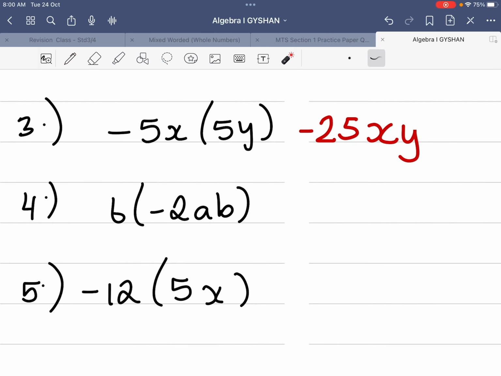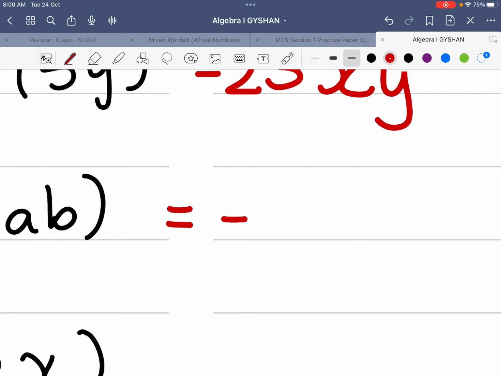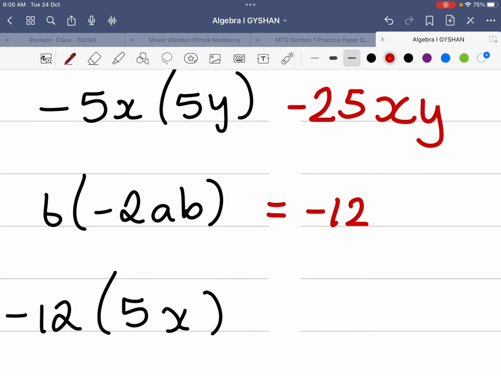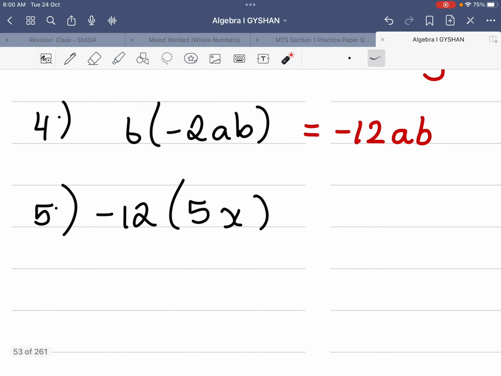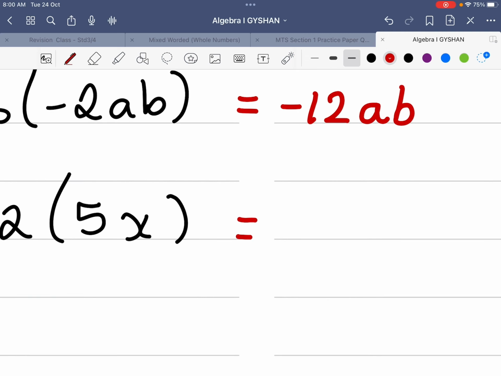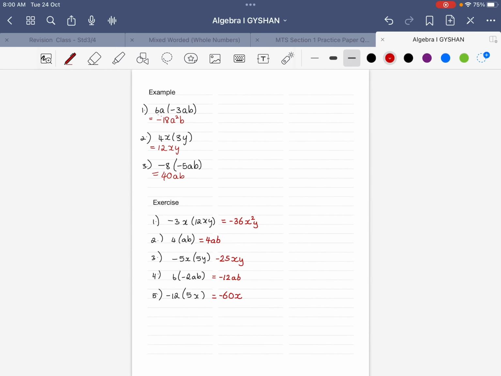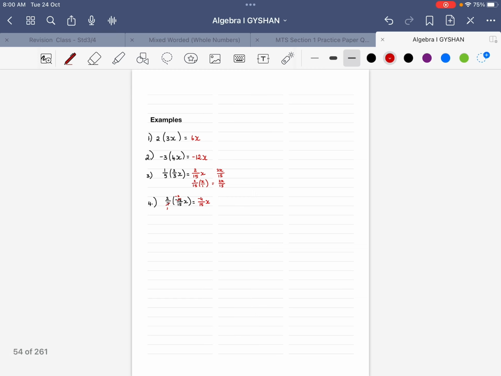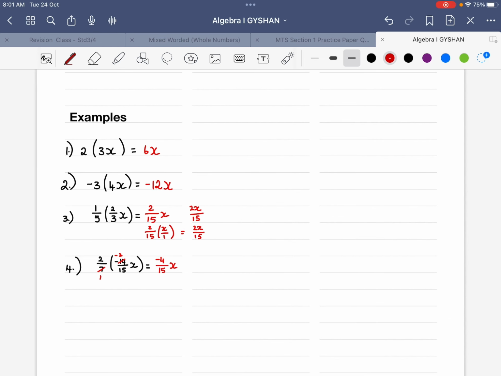Positive by negative is negative, so that's 6 by 2 is 12, so that's negative 12AB. So this will be minus 60x. So here we have some more examples.